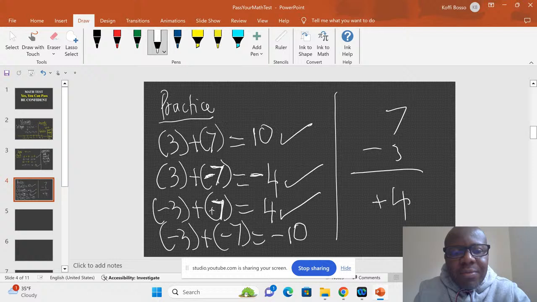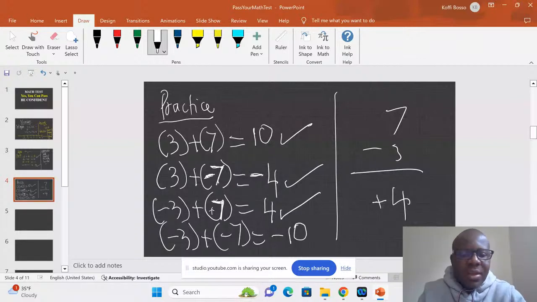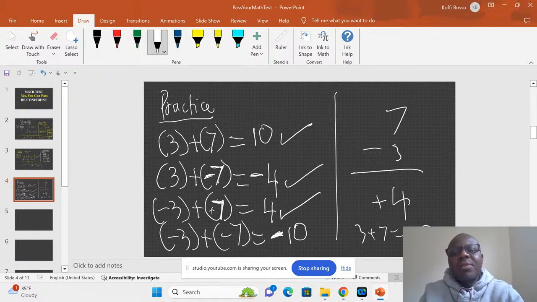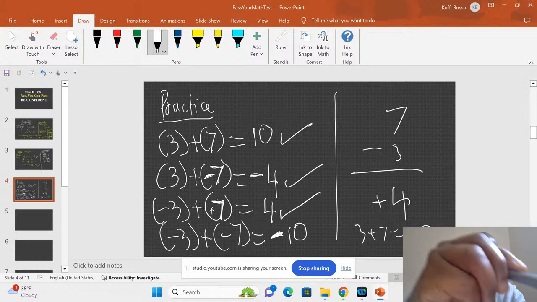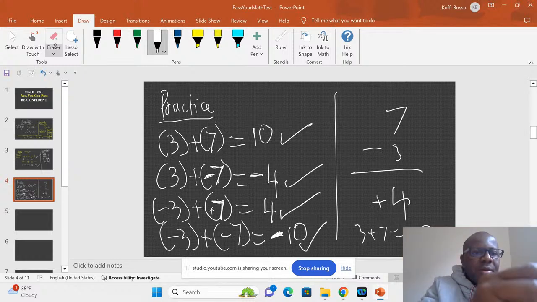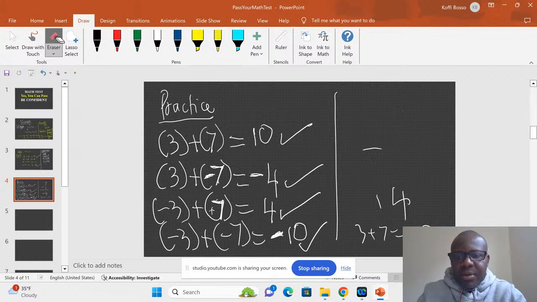Now the two numbers have the same sign. Every time the two numbers have the same sign, what you do is add, and you keep that same sign. Simple. We add the two numbers and they keep that same sign. So I have a negative 3 and negative 7, right? The two numbers have negative sign, and I want to combine. So I just add the 3 to 7, and I get 10. Because the two numbers have negative sign, my answer will be negative 10. I hope that is clear. Now let's do more.